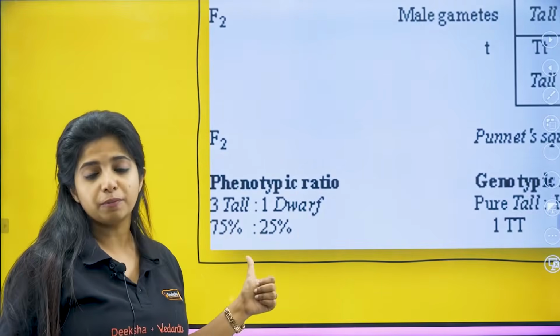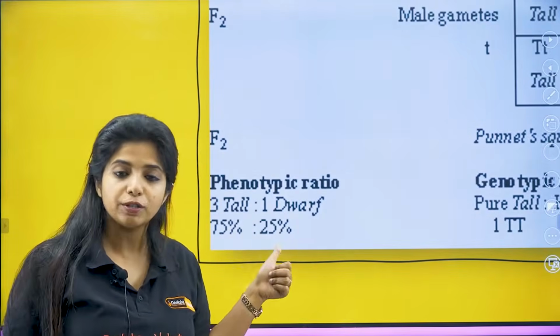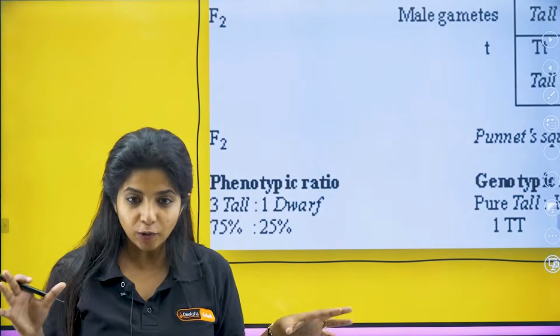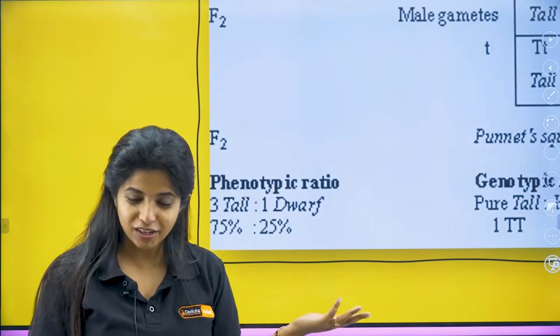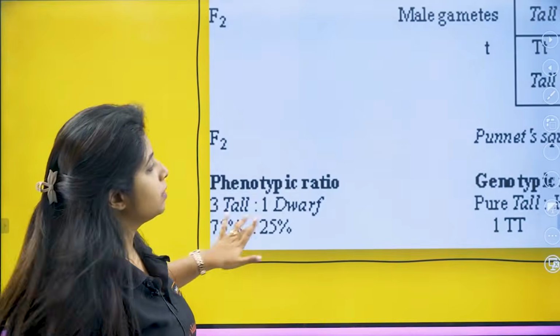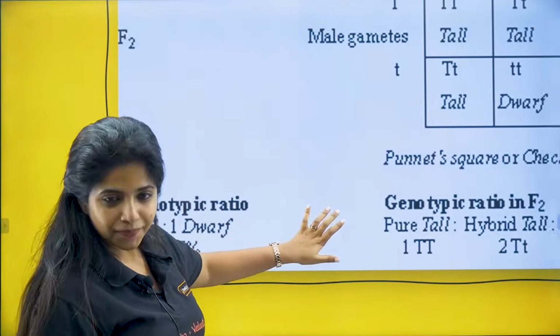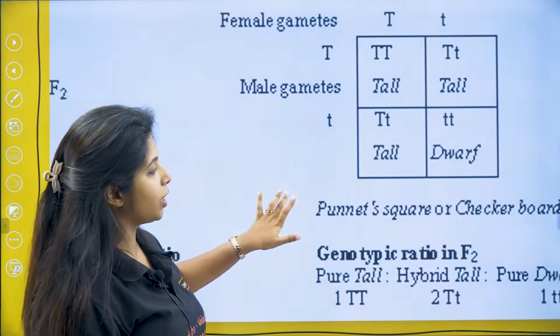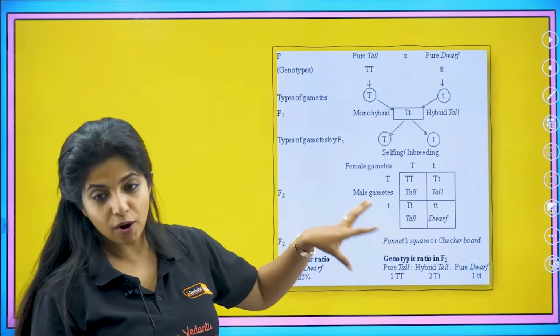That means 75% of them are tall and 25% of them are dwarf. Out of 100, 75. Out of 100, 25. Got it? So he did that experiment, and I hope you understood what he got from this experiment.